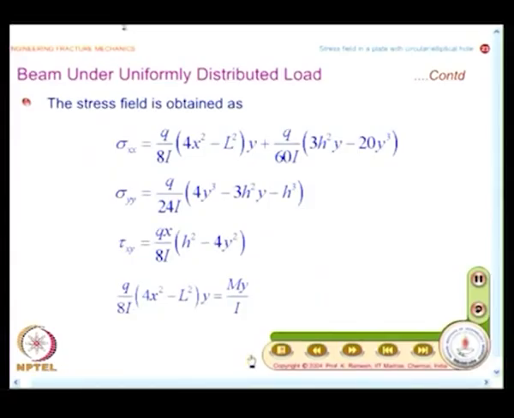So, what you find is there are two quantities which are different. You have an additional term for sigma xx, and you also have another stress component sigma yy, because if you have to satisfy the equilibrium condition on the top surface, unless you substitute these quantities however small, it will not go to 0.